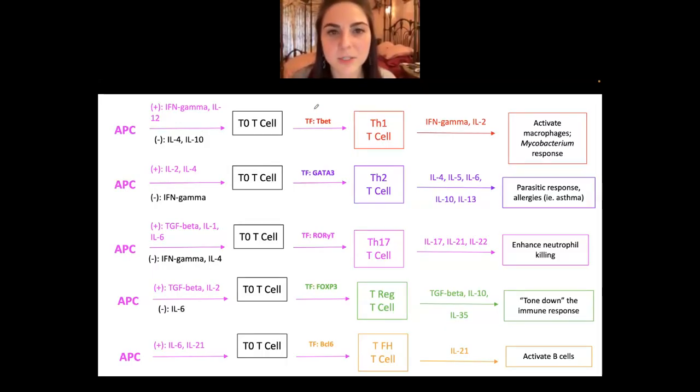Because a lot of the times they will just refer to the transcription factor instead of mentioning the actual cell. And then from here, knowing what are the cytokines that are turning this helper T cell into the subtype. And then from here, what are they in turn secreting? So I tried to keep it color coordinated for those visual people out there, like me. But if you know this, you're in good shape.